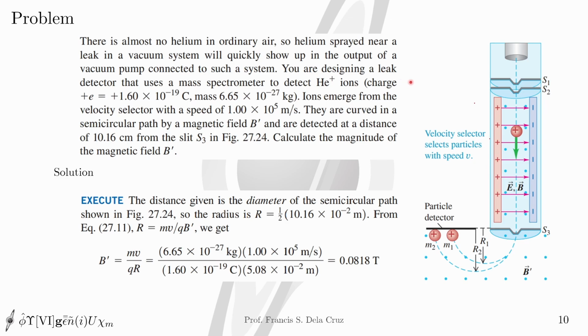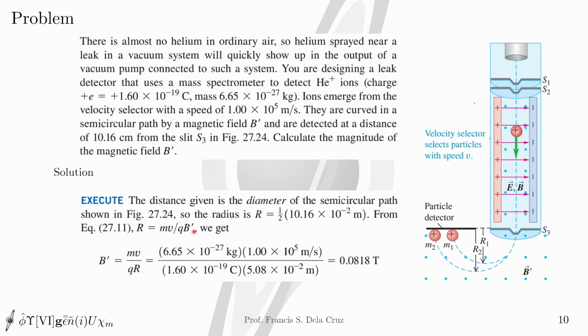So this is the setup of a mass spectrometer. Of course, the greater the mass of the particle, the greater the radius, because it will be harder to deflect them if they have greater momentum in motion.